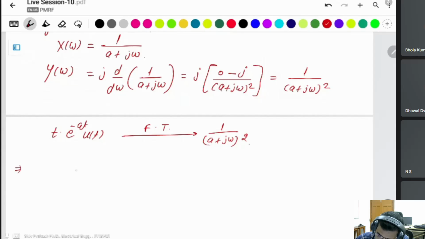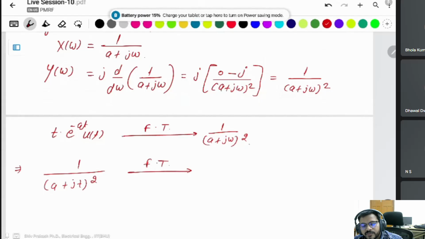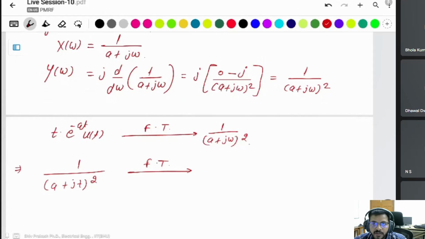Suppose anything is asked in the question like that, if there is a square term (a plus j omega) square in the denominator, then what is the Fourier transform of this signal? If you go by the conventional method, it will take a lot of time for this one. That's why you can go by the properties.